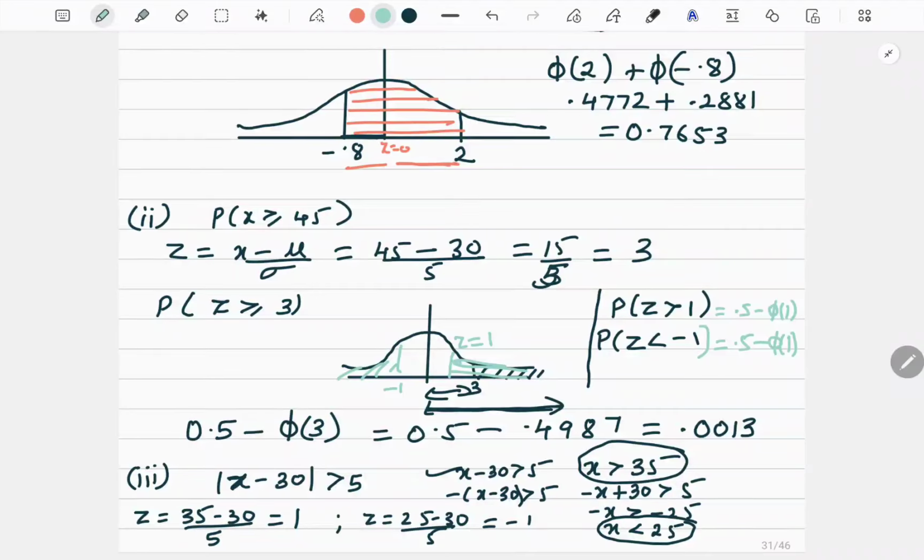And phi of 1 value is given. So you just subtract and get the value. Understood? So this is how you have to do the question, and this is how you should see the curve. First you have to convert it into z, and then you have to work on it. Let's do some questions based on it.